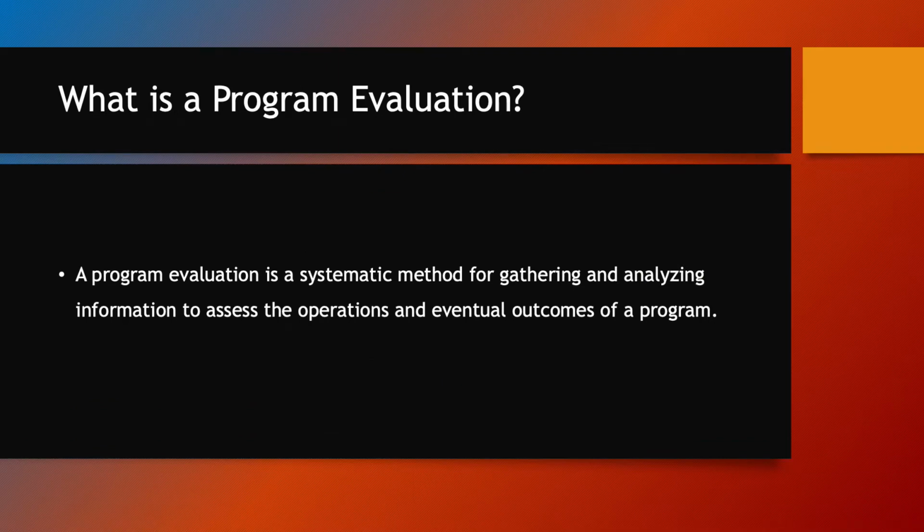So, what exactly is a program evaluation? A program evaluation can be described as a systematic method for gathering and analyzing information to assess the operations and eventual outcomes of a program. The textbook provides an example of a school that's receiving a grant for a new program where the ultimate purpose is to help students improve on a variety of academic and social skills. The granting agency would require a report on the implementation and effectiveness of this new program. This is what a program evaluation would be used for.